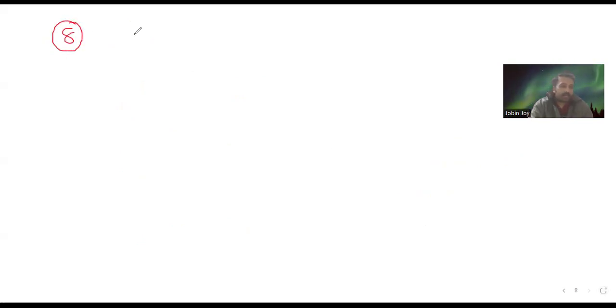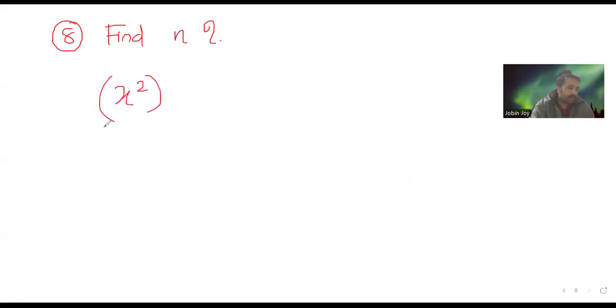Question number 8. Find the value of n if (x square) the whole raised to 4 equals x raised to n. (x raised to 2) the whole raised to 4 equals x raised to n.